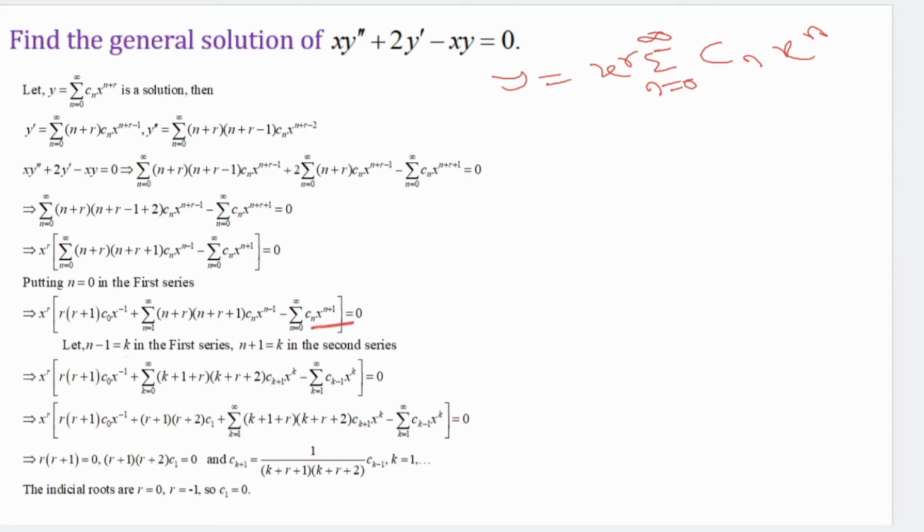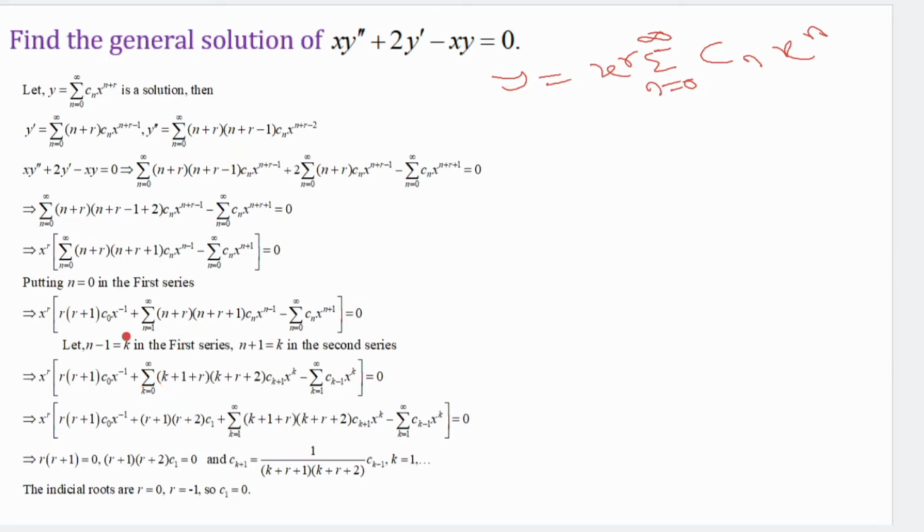In the second series, we consider n plus 1 equal to k. Then both series have the power x to the power k. So when n started from 1, then k started from 0. That's why the series starts from k equal to 0 until infinity.